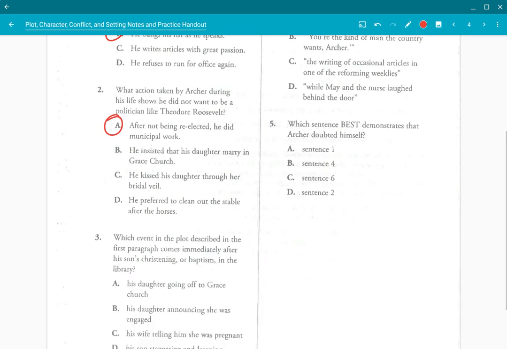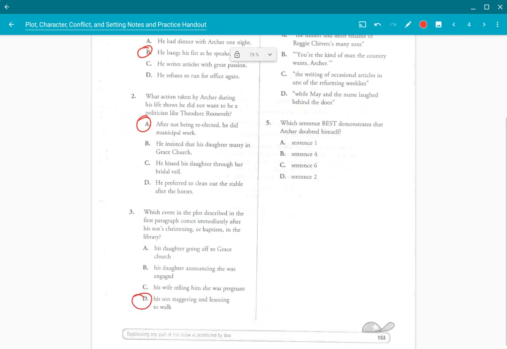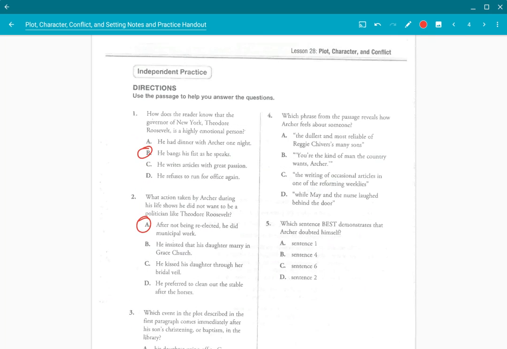Which event in the plot described in the first paragraph comes immediately after his son's christening or baptism in the library? It is right here, his son staggering and learning to walk. That's just a series of events right there. Which phrase from the passage reveals how Archer feels about someone? This was tricky because, if you look at answer A, that's the answer, the dullest and most reliable of Reggie Chivers' many sons. He's talking about the person who's Reggie Chivers' son there. But then you've got B. That's about Archer right there. There's characterization about Archer, but that's not what the question was looking for. It's kind of tricky.